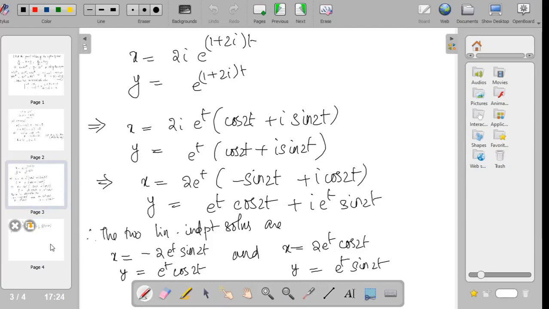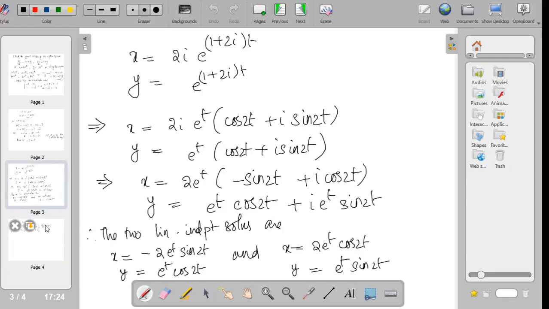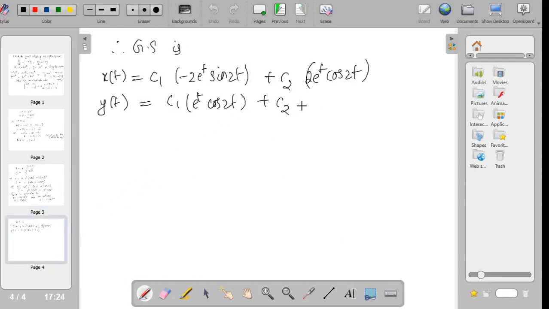Okay, so you will get c1 e raised to t cos 2t plus c2 e raised to t sin 2t. So this is the required general solution.